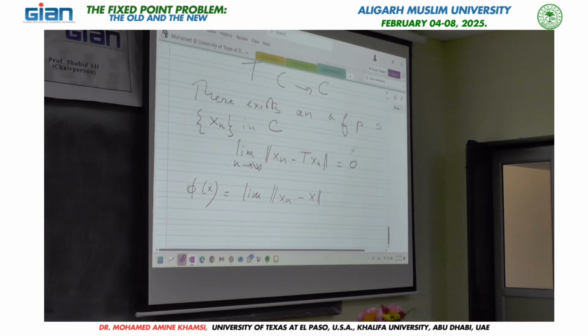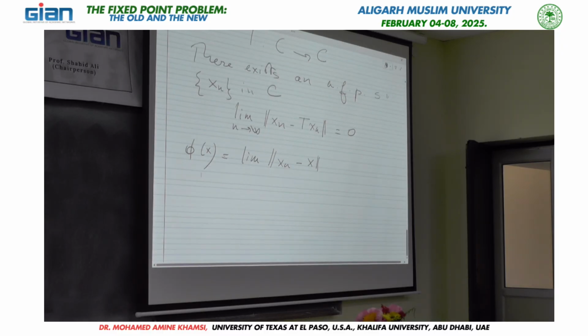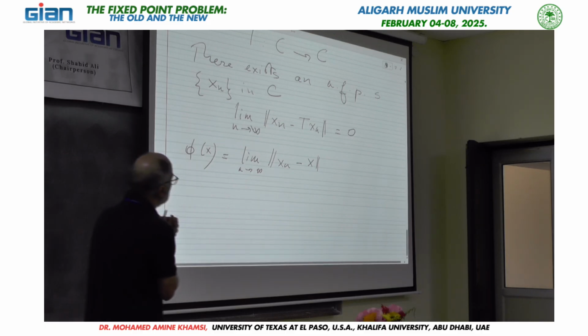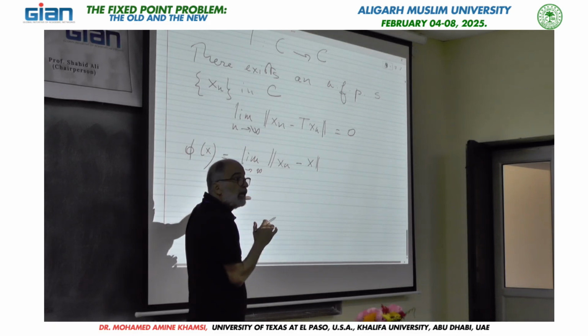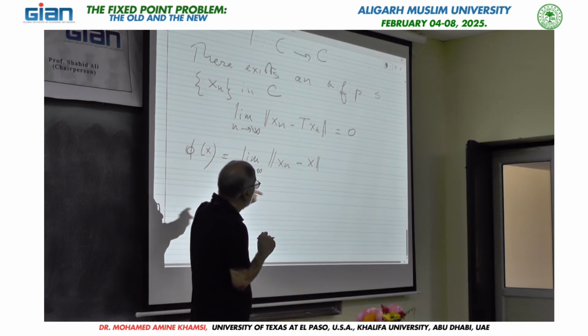Okay, so let's go back to our problem. So let's use lim without being precise. So what do we know about this function? This function is, again, a Lipschitzian mapping with constant 1, therefore it is continuous. Number 2, it is convex.